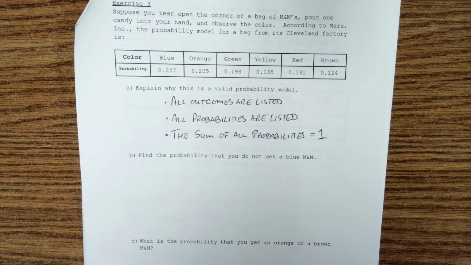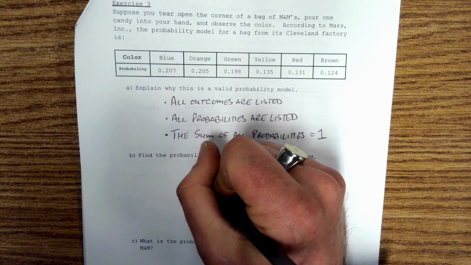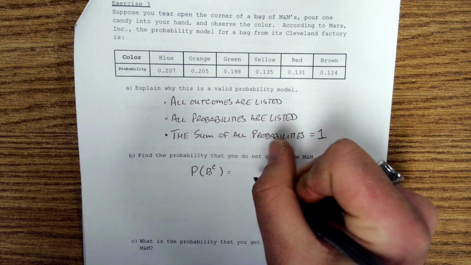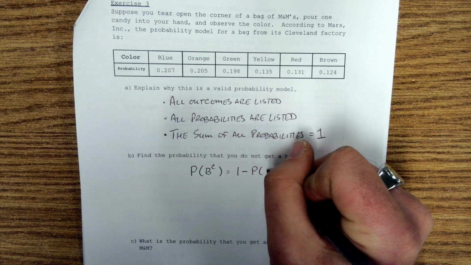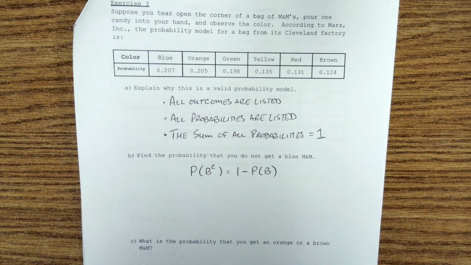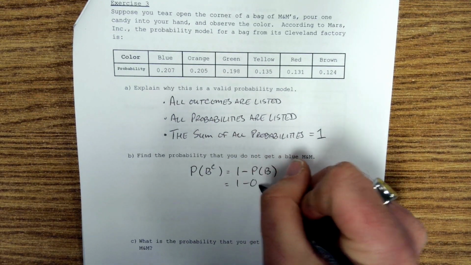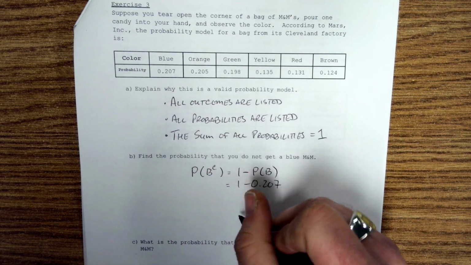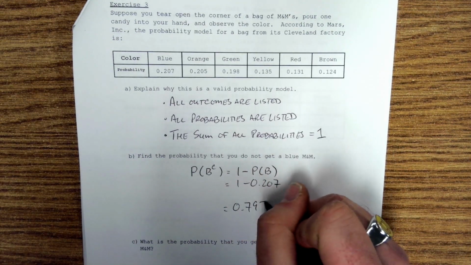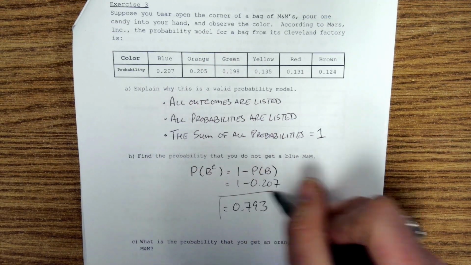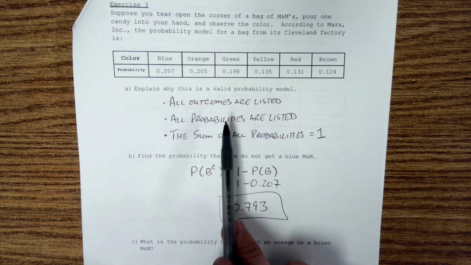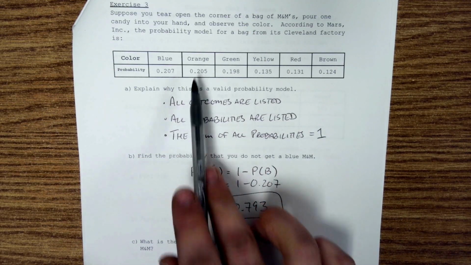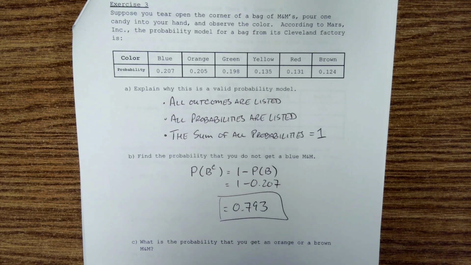So what's the probability that you don't get a blue M&M? That would be 1 minus the probability that you do get a blue. So that would be 1 minus 0.207, or 0.793. Again, you could have just added up all the percentages that are not blue, but doing subtraction once is a little bit faster than adding 5 times.